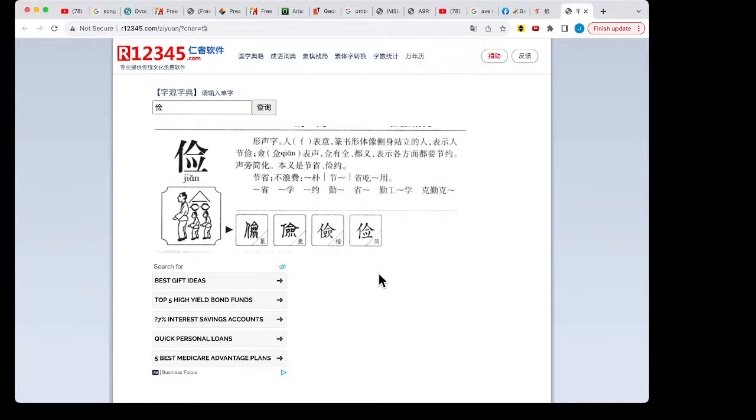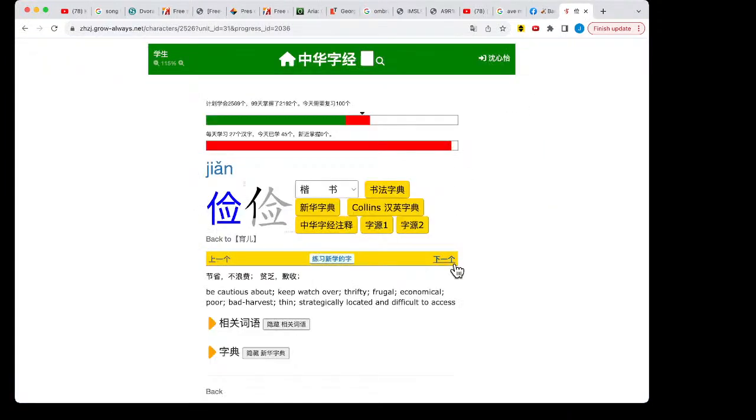So 俭, you can see that this character on the left hand side is a person, and on the right hand side is the character called 佥. 佥 has the meaning of complete, everywhere. So this means that it is related to people. When you try to save, you have to watch over everything in order to effectively save. 俭. Next one.